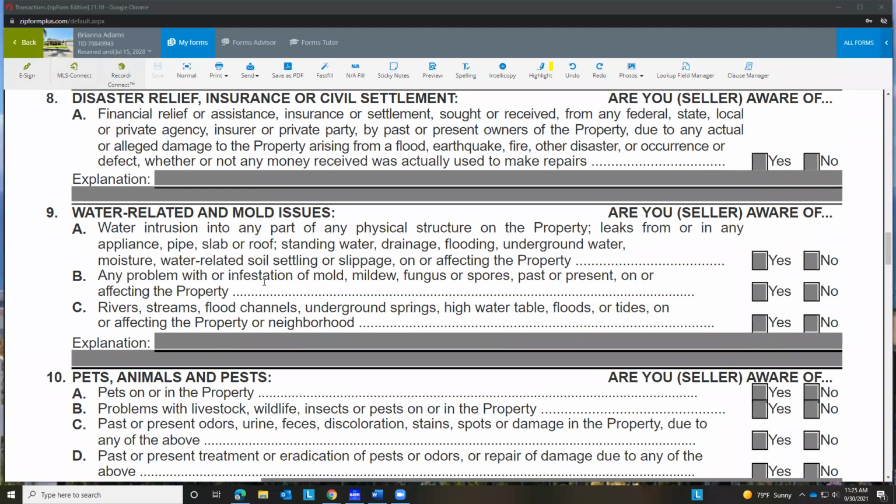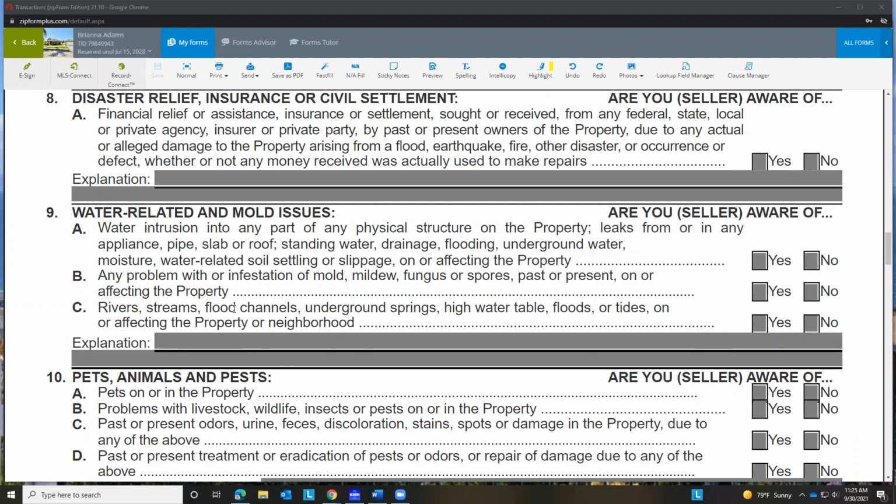Any problem with or infestation of mold, mildew, fungus, or spores, past or present, on or affecting the property. Even if there was mold and it was remediated, check yes and send those remediation papers over to the buyers.